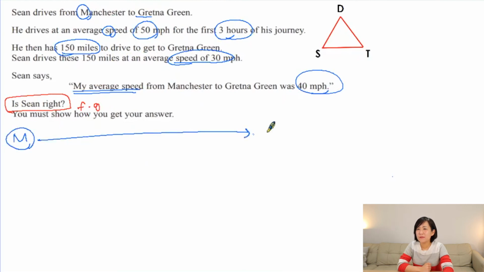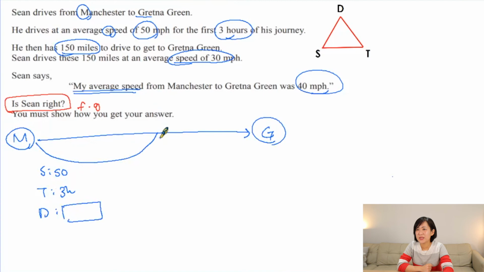Drawing is always helpful. So let's see: Manchester, Gretna Green. The first part, he's got a speed of 50 miles per hour, and it takes 3 hours. But we don't know the distance, right? Distance is missing. In another part, we know the distance: it says 150 miles. Then we know the speed, it says 30 miles per hour, but we don't know the time. So we've got a distance missing and a time missing. That's why we need to calculate them quickly.